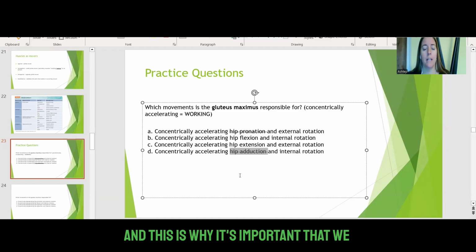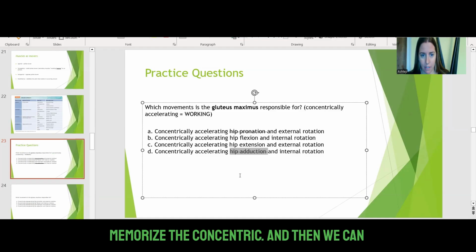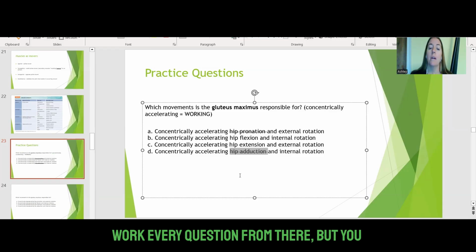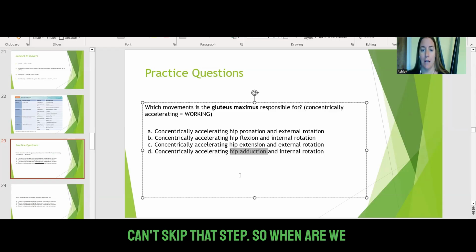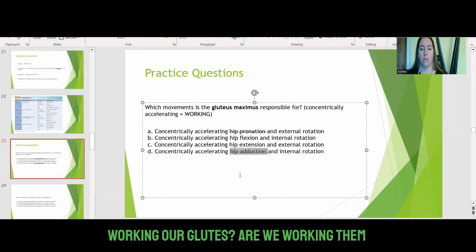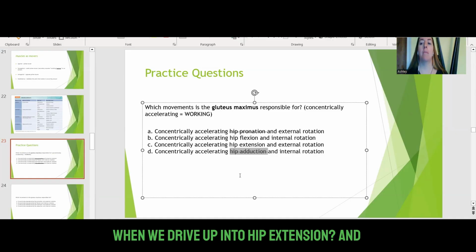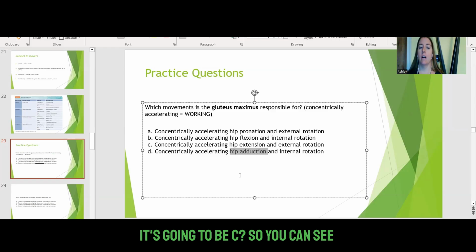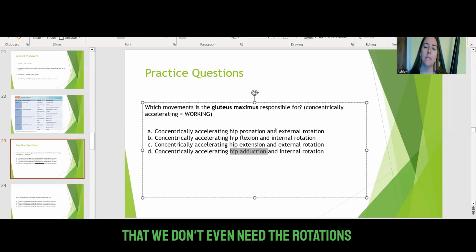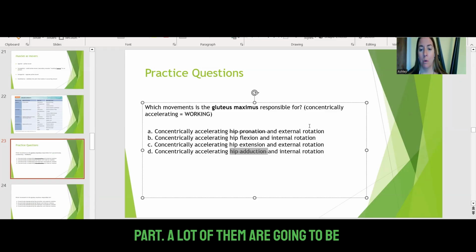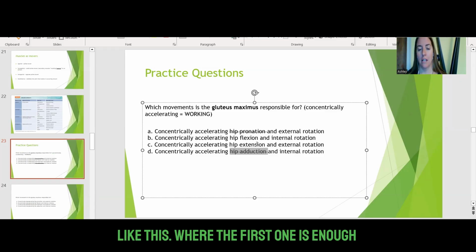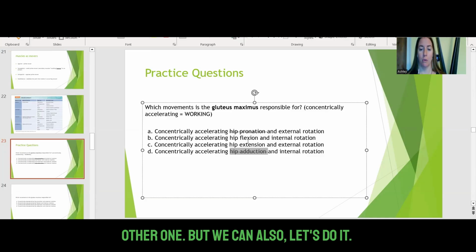And this is why it's important that we memorize the concentric, and then we can work every question from there. But you can't skip that step. So when are we working our glutes? Are we working them when we come down into hip flexion or when we drive up into hip extension? And it's going to be C. So you can see that we don't even need the rotations part. A lot of them are going to be like this, where the first one is enough for you to identify it and then rule out the other one.